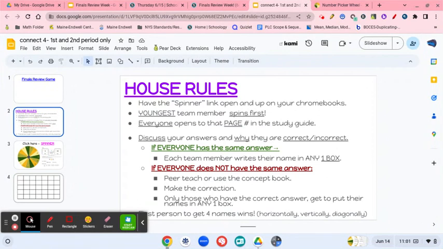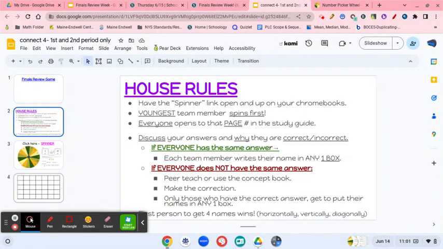If somebody did not get the same answer, you peer teach. You help them use a concept book. You make the correction, and help them understand. But only those who have the correct answer initially get to put their names in any box. If the person did not get it right, you need to peer teach them, help them understand how to correct it, make the correction, but they cannot put their names in the boxes, right?